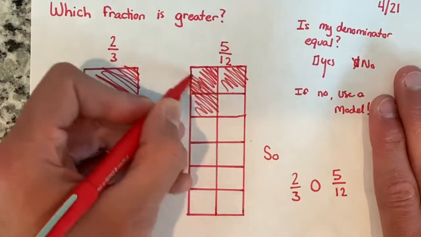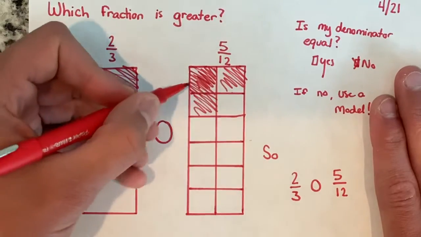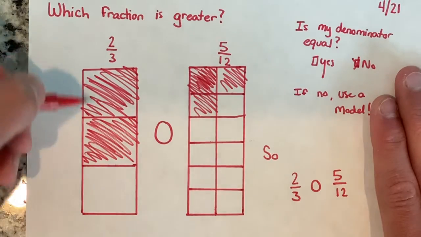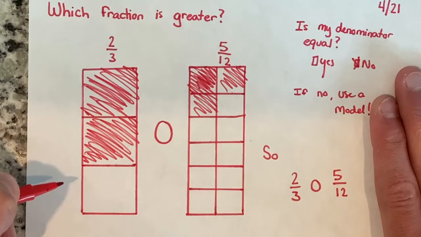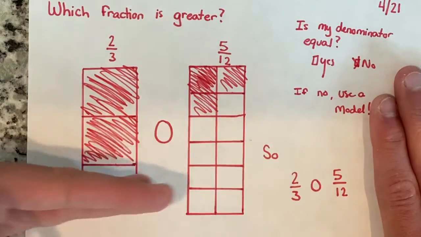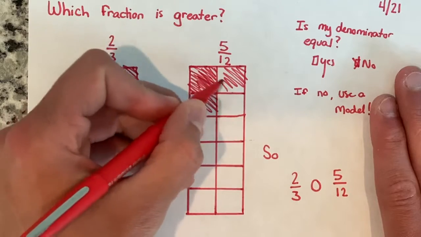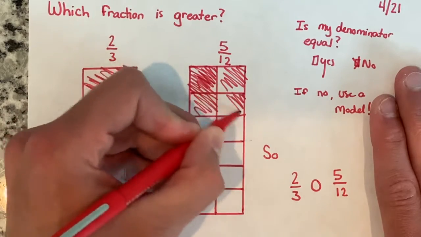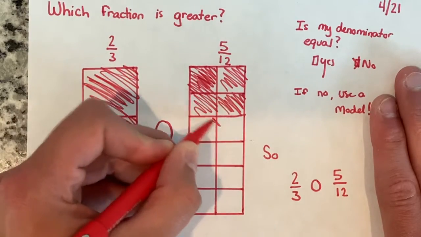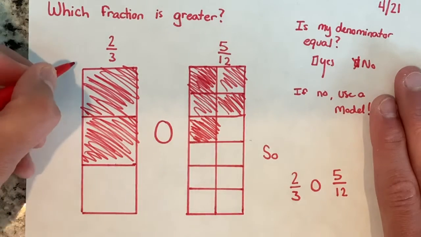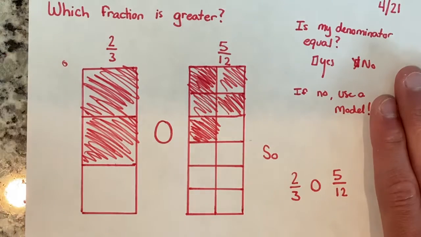And you at home might be thinking, Mr. Hogan, why are you not just shading in 1, 2, 3, 4, 5 pieces all the way down? I want to make my comparison as easy as possible. I want to be able to look at this model left to right to make an easy comparison. So far I've shaded in 3, 4/12, and 5/12.